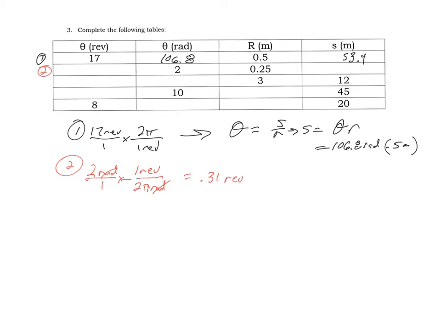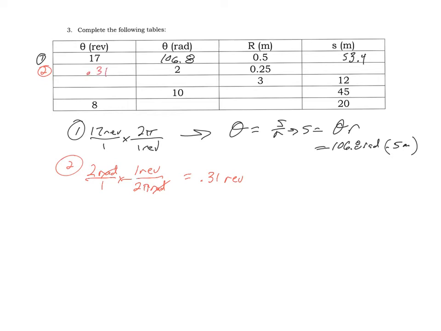Which makes sense, because 2 pi is a circle. Pi, which is about 3 radians, is half a circle, and I went around 2, so that makes sense. About a third of a revolution. So I'm going to put that in here, 0.31.